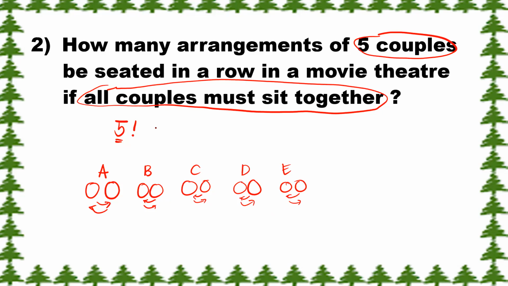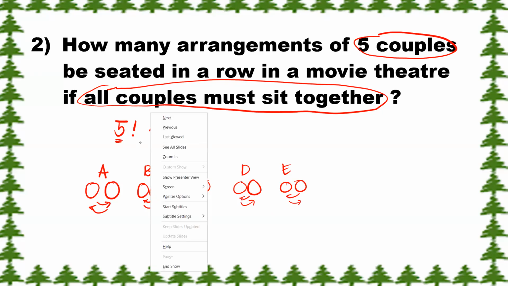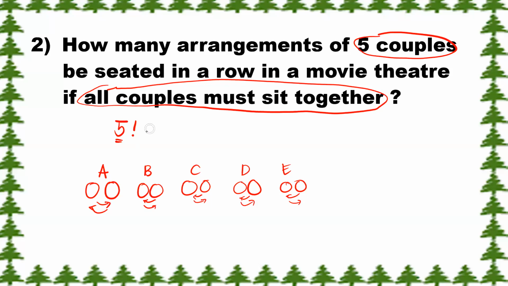So if 5 factorial, what else will we add here? We can also add 2 factorial for A, 2 factorial for B, 2 factorial for C, 2 factorial for D, and 2 factorial for E. Okay, so this is their own arrangement. Each of the couples has their own arrangement.